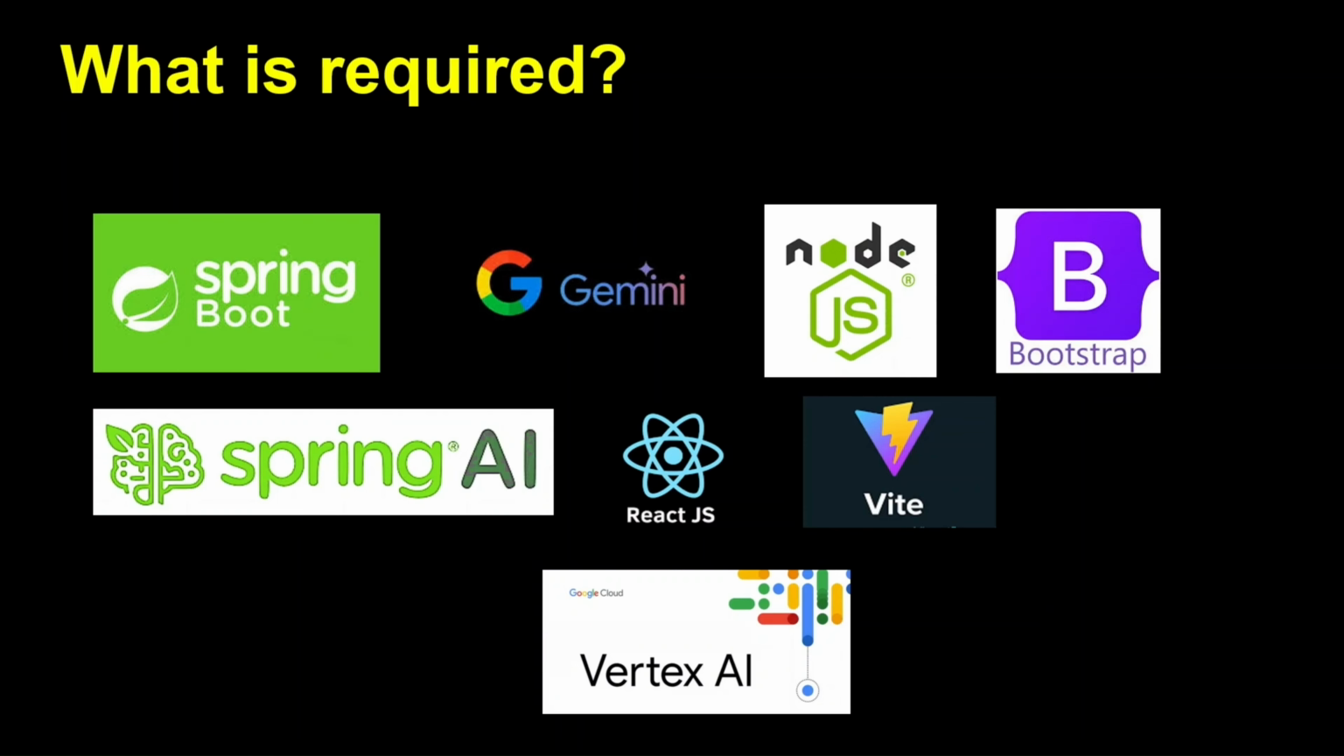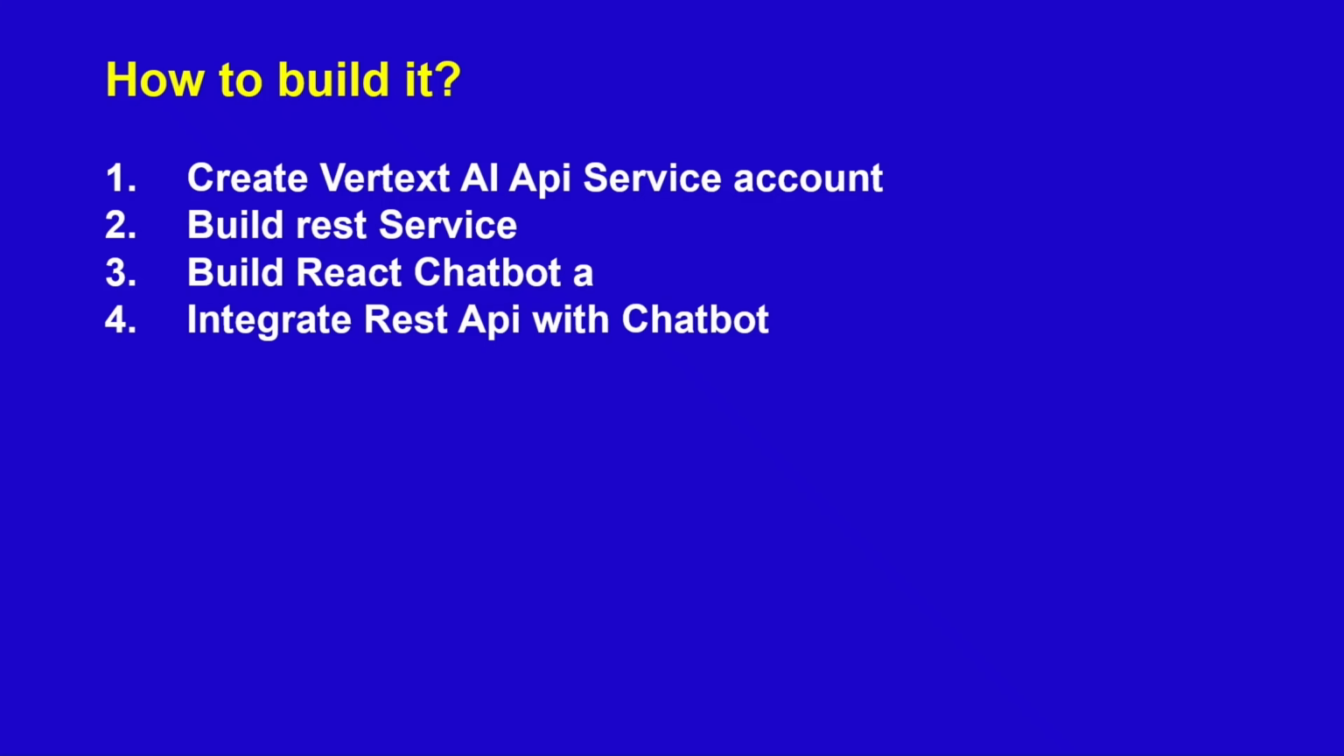And how to get the Vertex AI? We are going to create a simple service account, and that service account we are going to use in the Spring Boot service. So let's get started. To build this application, the first step is we need to create a Vertex AI API service account in the GCP console. So let's get started.